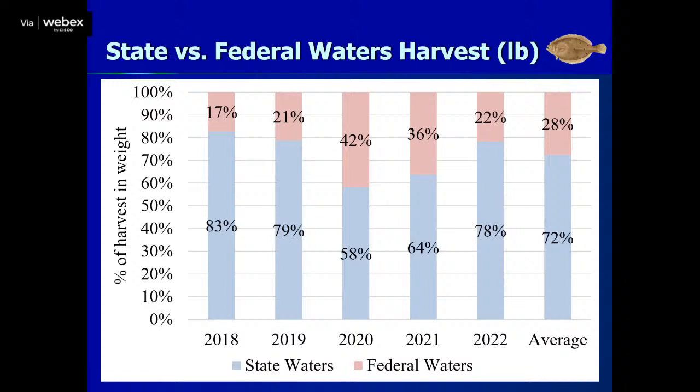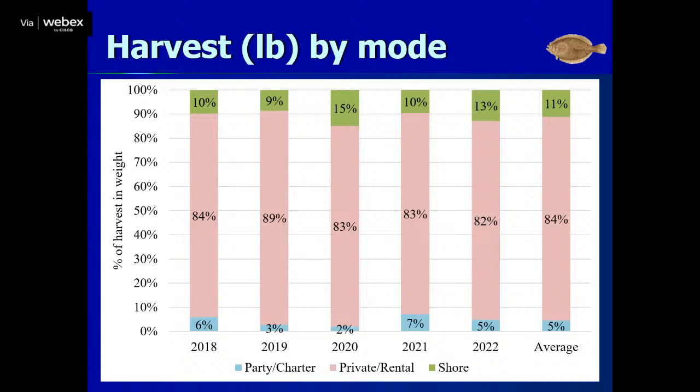Over the last 5 years for summer flounder, the percent of harvest in weight estimated to come from state waters has averaged about 72%, with 28% from federal waters. By mode, about 84% of the harvest in weight has been taken from the private rental fishery in recent years, with about 5% estimated to come from the party charter fleet and 11% from shore.